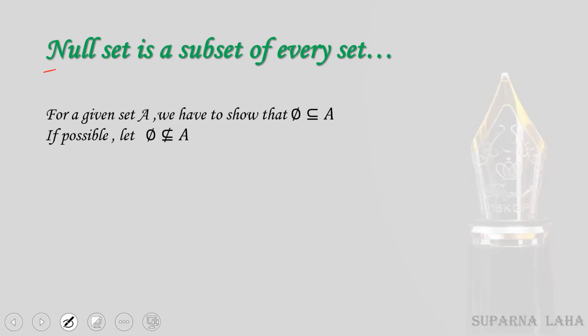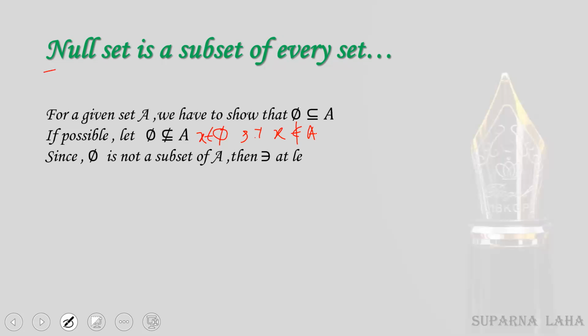Now if it is not a subset, then by the definition of subset, you can say that in this phi there exists some element X such that it does not belong to A. So we have some element in phi such that it does not belong to A. At that time we can say that phi is not a subset of A. Otherwise we can't say that. So if phi is not a subset, there exists at least one element X in phi such that X does not belong to A.